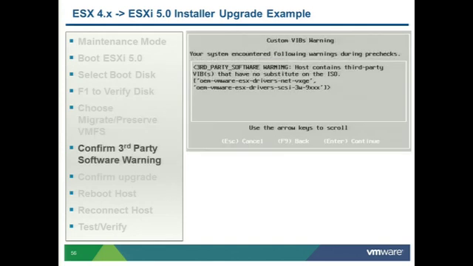And then here's an example of the third-party warning, basically saying, hey, I've detected some software on here that's not included in my base VIB, my base image, so you're going to make account for those. So just hit enter to continue.